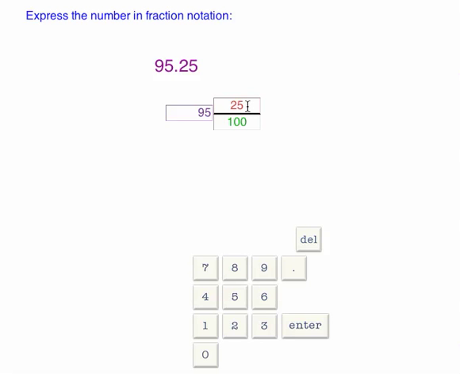Okay, so if you wrote this as the answer, it would be fine. If you fully reduced it, it would be 1/4. Okay, so 95 and 1/4. But leave it like this.